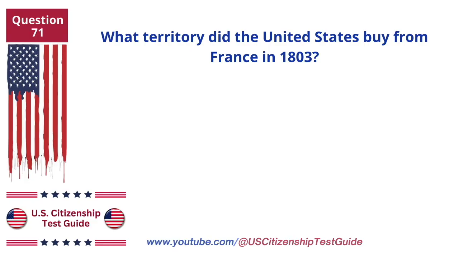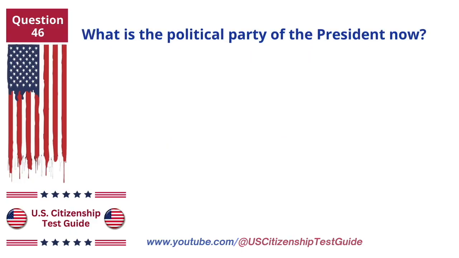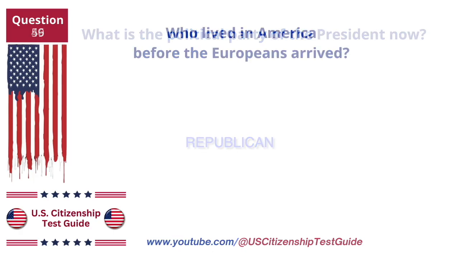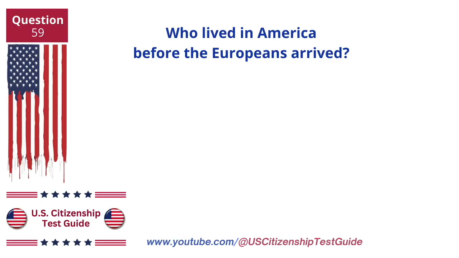What territory did the United States buy from France in 1803? The Louisiana Territory. What is the political party of the president now? Republican. Who lived in America before the Europeans arrived? American Indians.